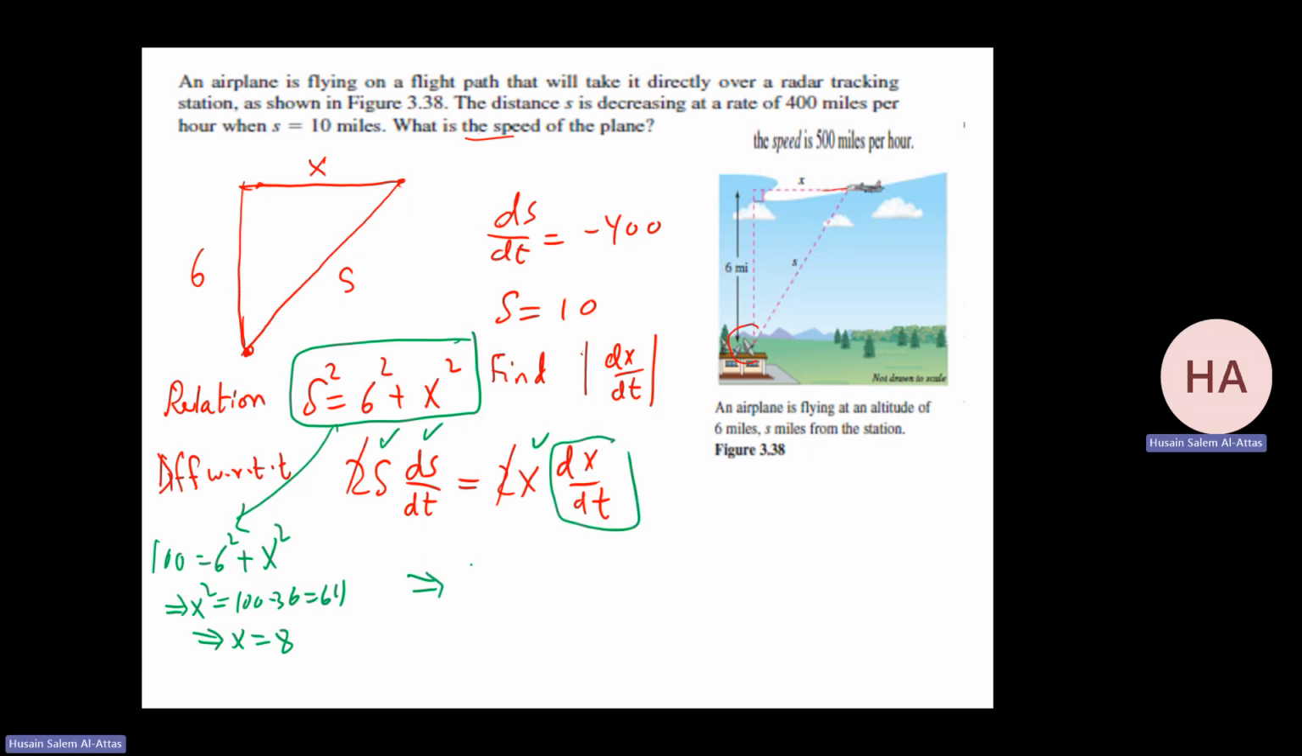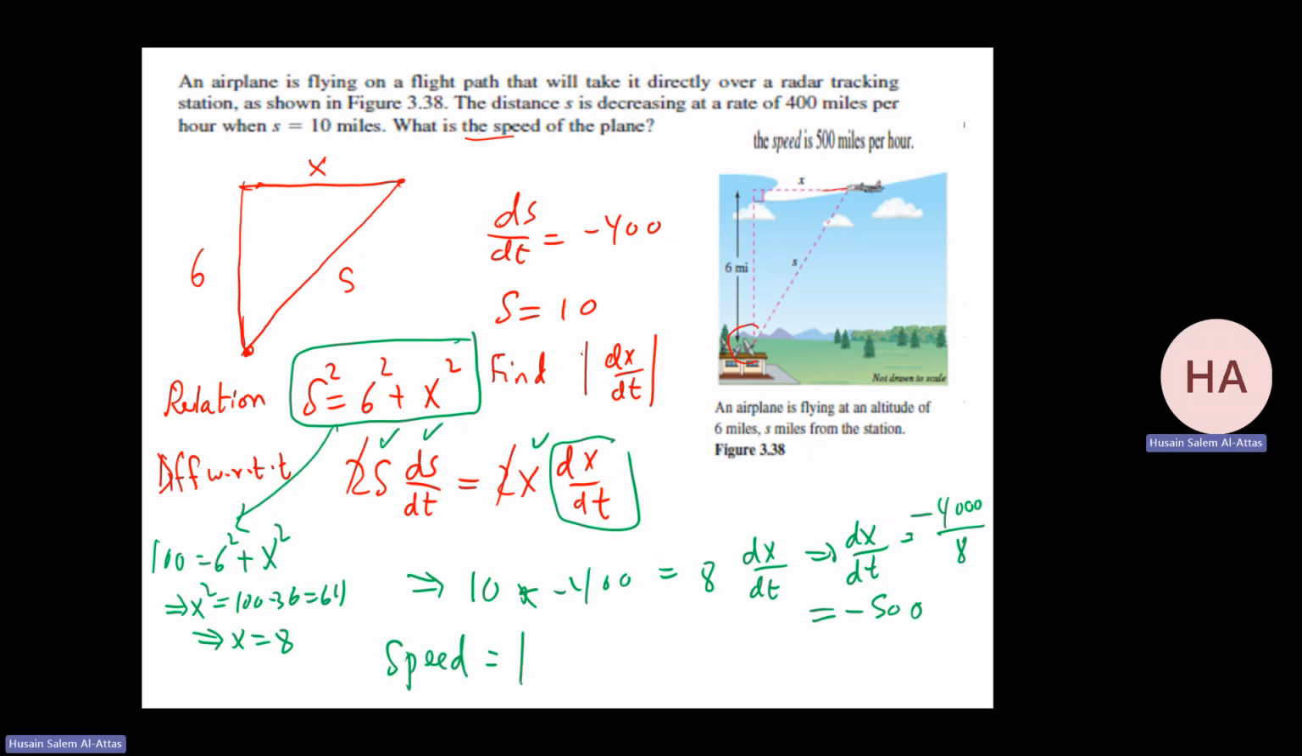So we have 10 times minus 400 equals 8 dx by dt. So dx by dt will be minus 4,000 over 8, which is minus 500. So the speed will be the absolute value of minus 500, which is 500, which is this one.